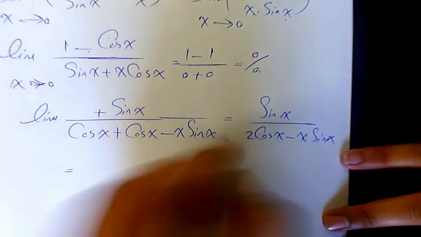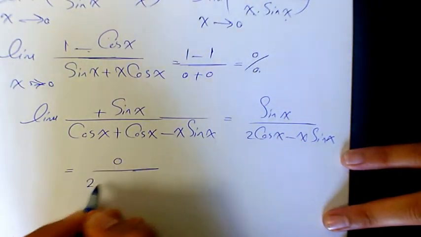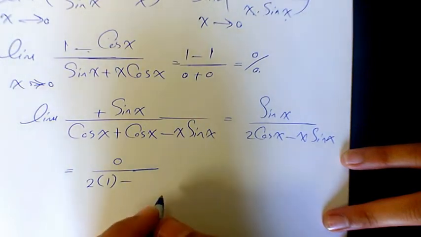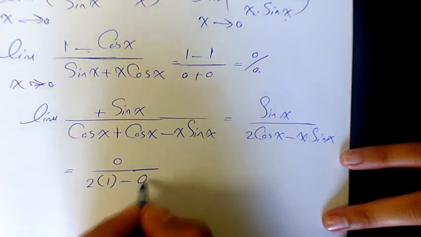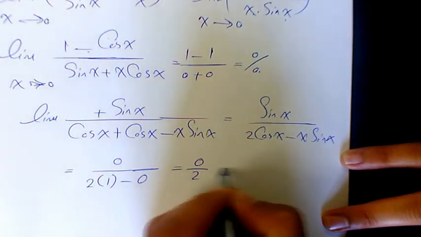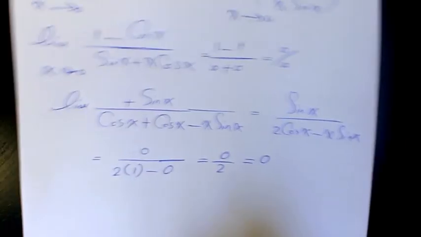That's going to be 0 divided by 2 times 1 minus 0, which is going to be 0 over 2, which is going to be 0. So that's the final answer.